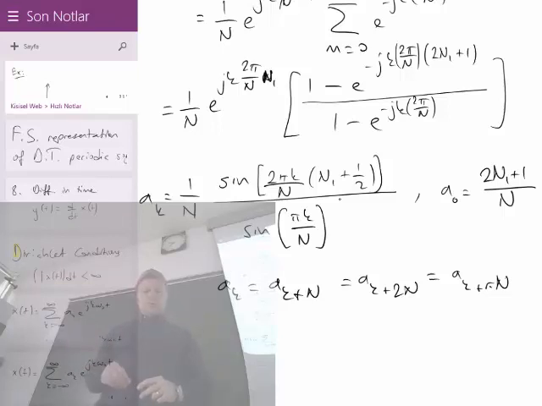Normally, you should consult the properties that we have seen for the continuous time case. Do you remember that? When you shift, that corresponds to a multiplication by an exponential. If you combine two signals, you have to combine their Fourier series representations. That's the linearity property.